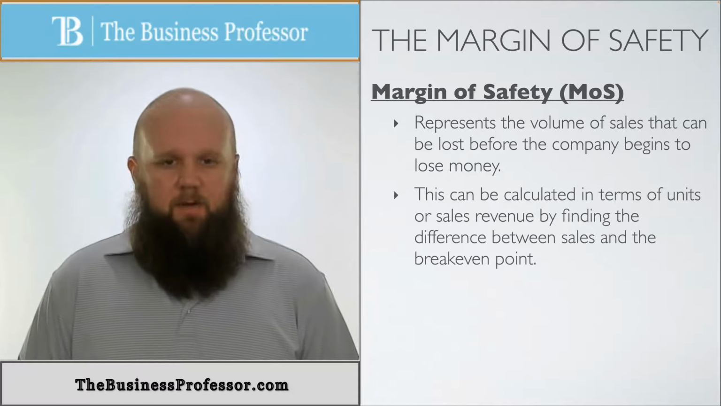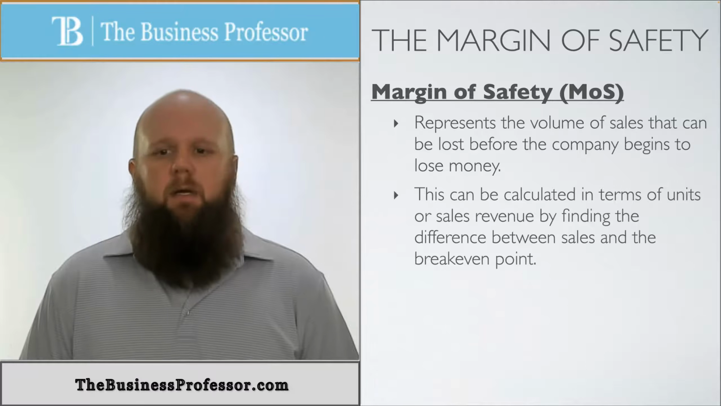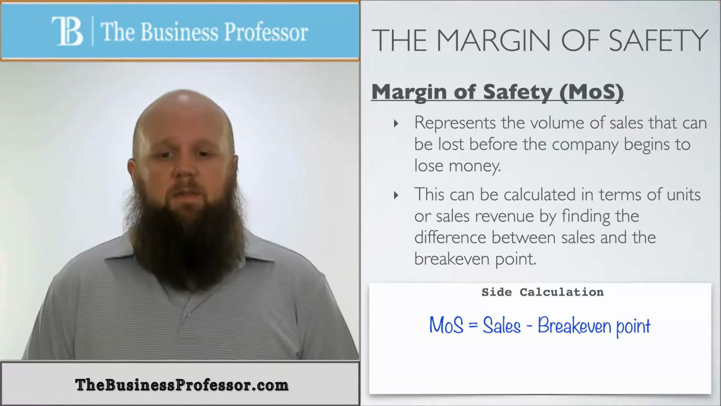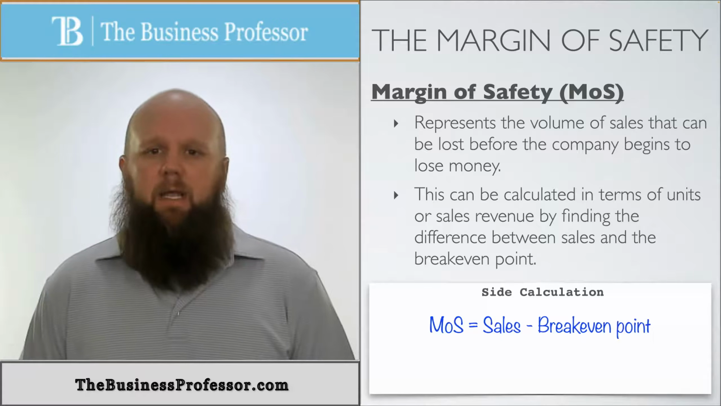This can be calculated in terms of, again, units and sales revenue in dollars by finding the difference between the sales and the break-even point. So putting this into an equation, it looks like this. You have the margin of safety equals the sales minus the break-even point.